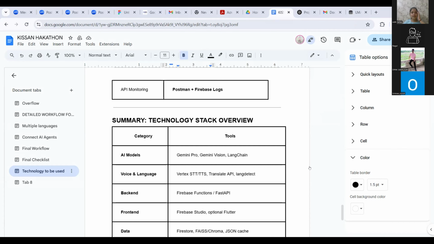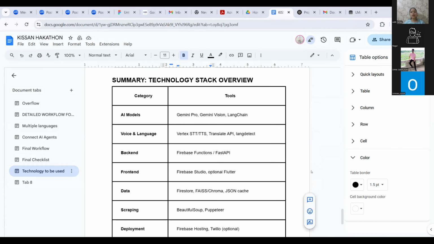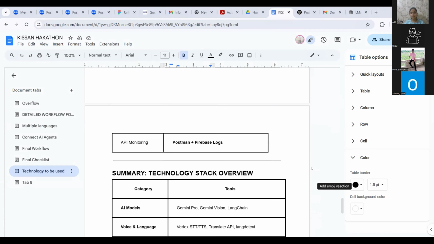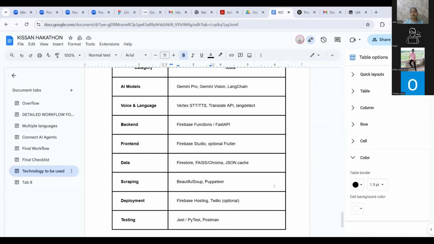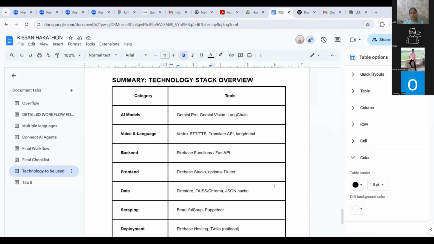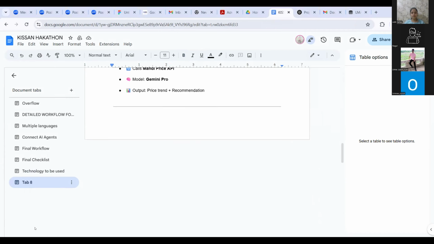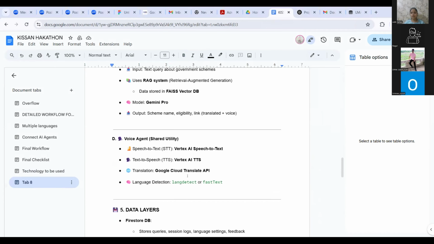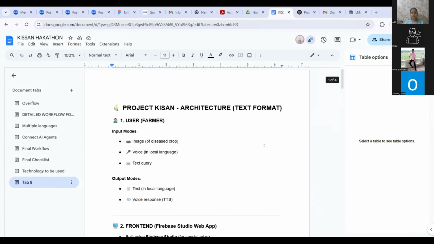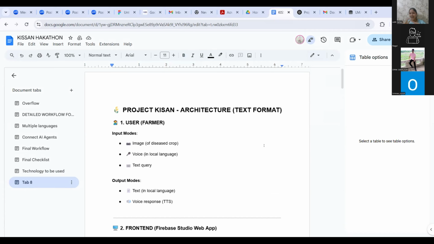Yeah, sorry guys. So these are the technologies that we are going to use, and this is just the summary table for each of the categories. Now talking about my page, it was to build an architecture, but obviously this is not like an architecture. I have to design it.